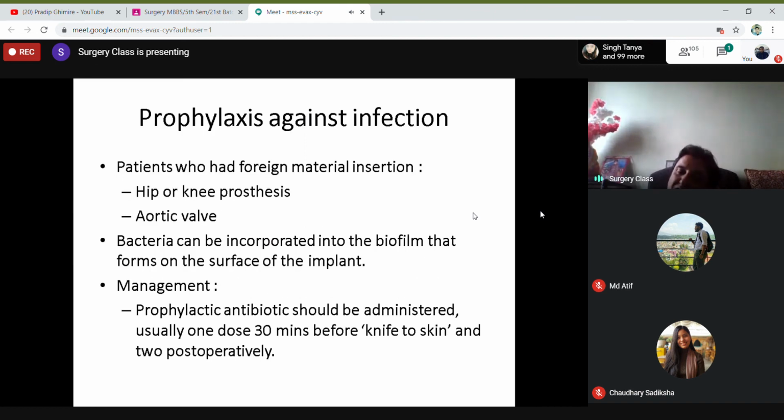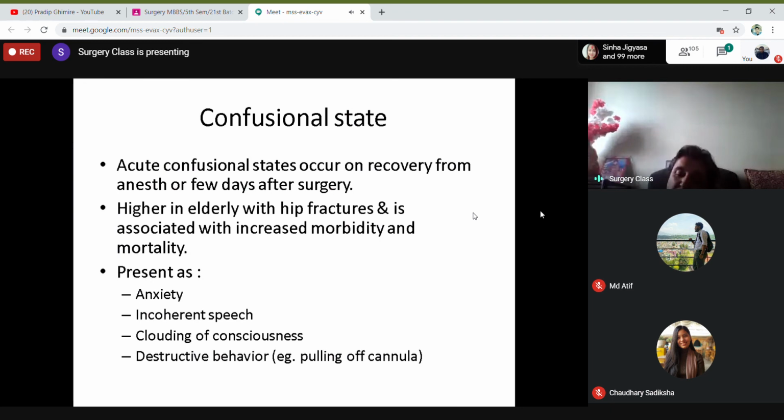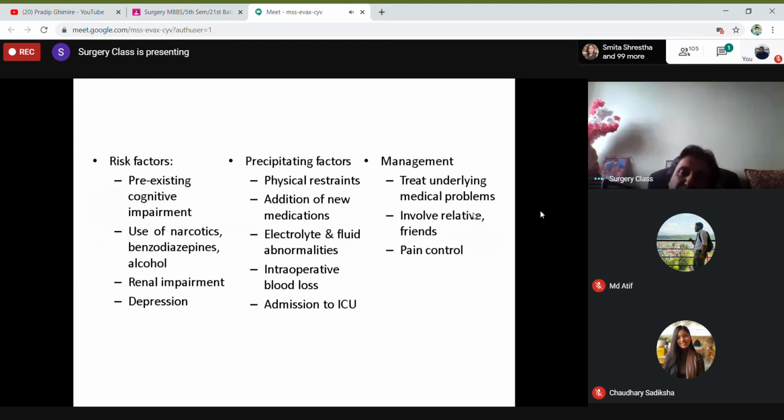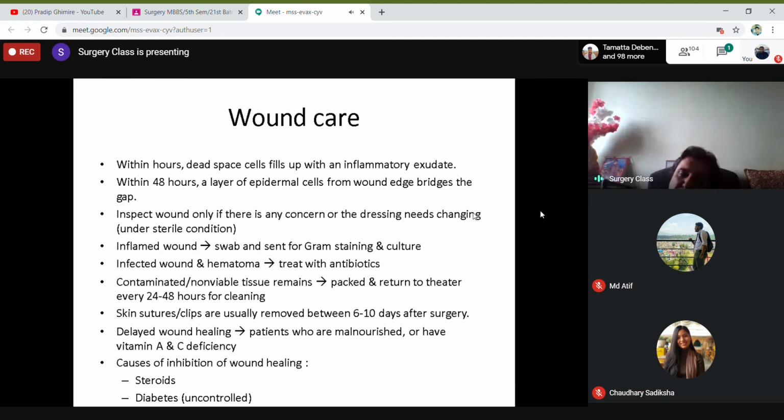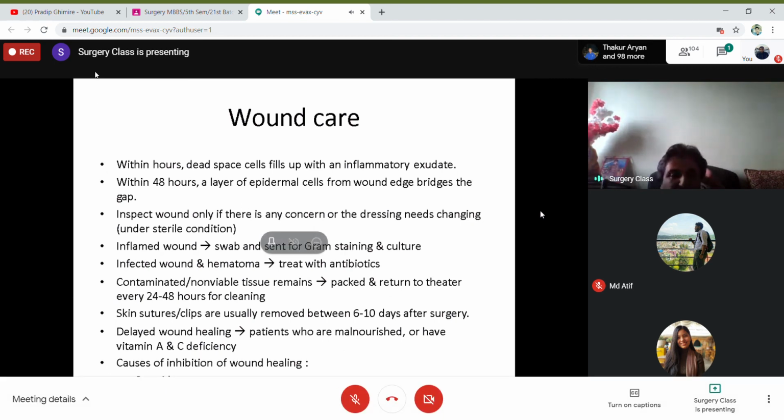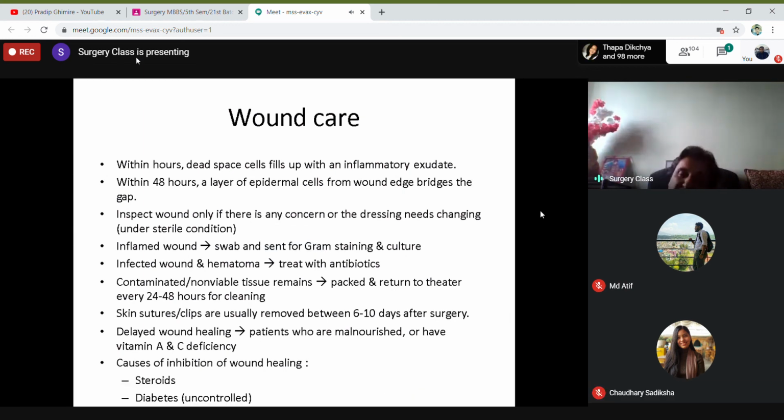So infection prophylaxis, we use antibiotics. I'll not go into that. Confusional state, that also I'll not go into detail. And then drains. So you should always take care of the drains. What type of fluid is it draining? It is serosanguinous, blood, or bile. If you are doing some biliary surgery, it is bile, or if it is blood, or if it is serosanguinous. Wound care, after 48 hours, you have to see the wound, and if there is a sign of infection, usually you have to manage it accordingly. We'll talk about that whenever you come to our clinics.